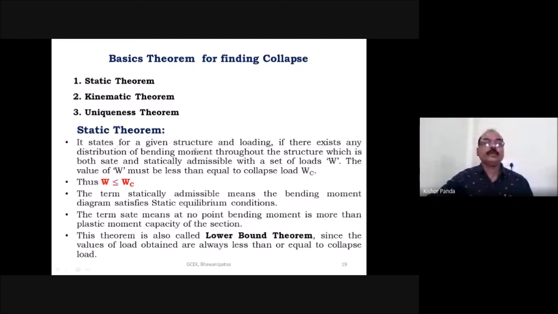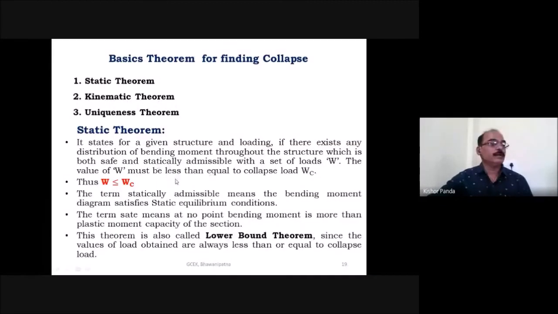Static theorem: for a given structure and loading, if there exists any distribution of bending moment throughout the structure which is both safe and statically admissible, the set of loads W must be less than or equal to the collapse load WC. So in the case of the static theorem, W is less than or equal to WC.